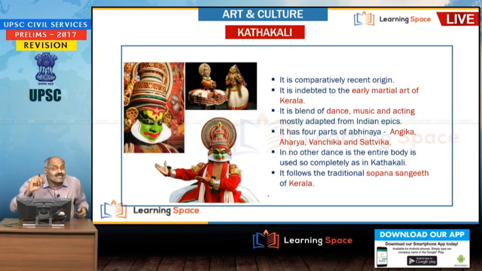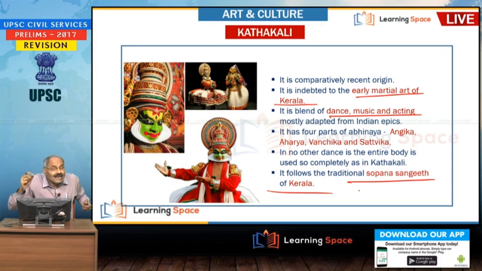And if you look at the next one, that is Kathakali, it is of recent origin, and it is indebted to the early martial art of Kerala, and it is a blend of dance, music and acting. It has 4 parts of Abhinaya: Angika, Aharya, Vachika and Sattvika. And one important aspect is that it follows the traditional Sopana Sangeet of Kerala. Another important aspect is that in no other dance is the entire body used so completely as in Kathakali. So this is Kathakali.